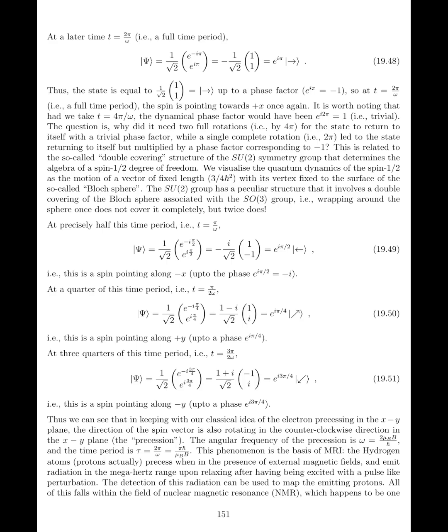Time 0, x. Time 1/4 of the period, y. Half period, minus x. 3/4 period, minus y. And full period, back to x. There are these quantum mechanical phases that are in the game. Probabilities won't see these phases. So as far as the spin rotation is concerned, that's happening. That's what we call spin precession.